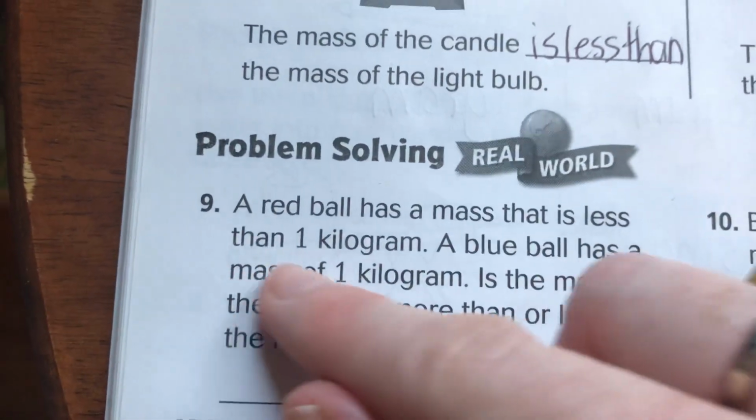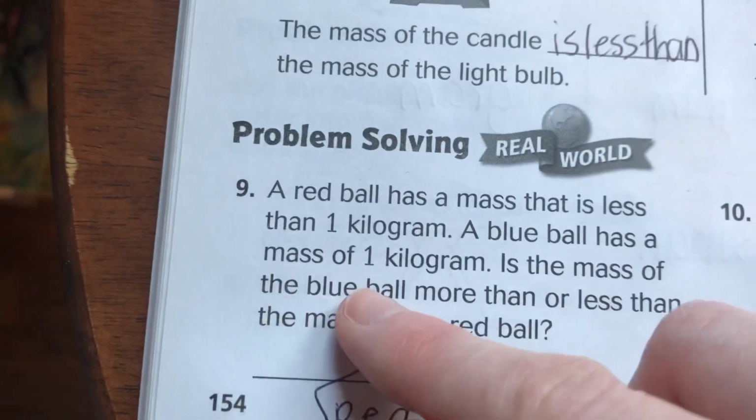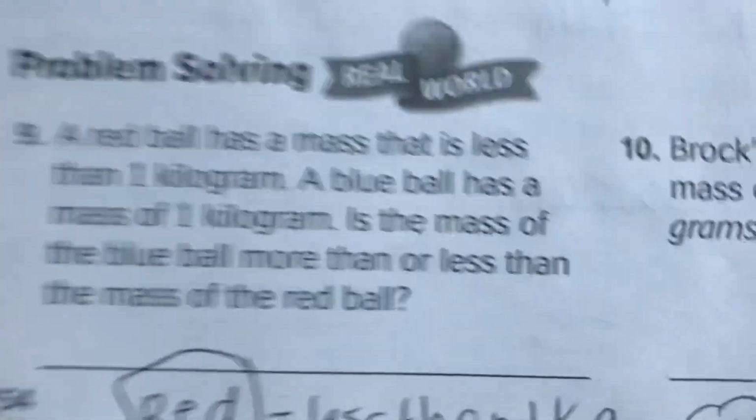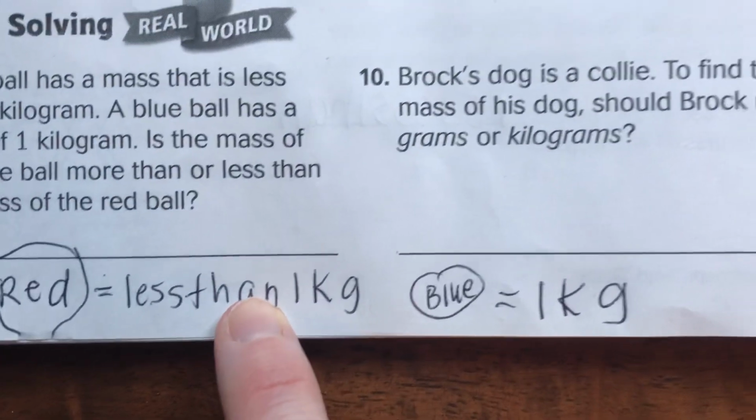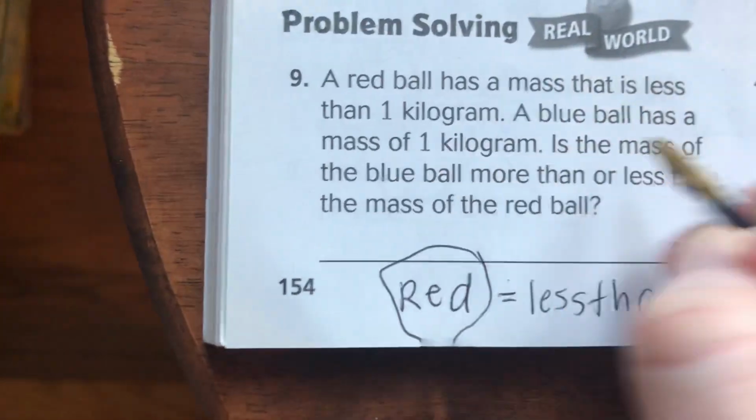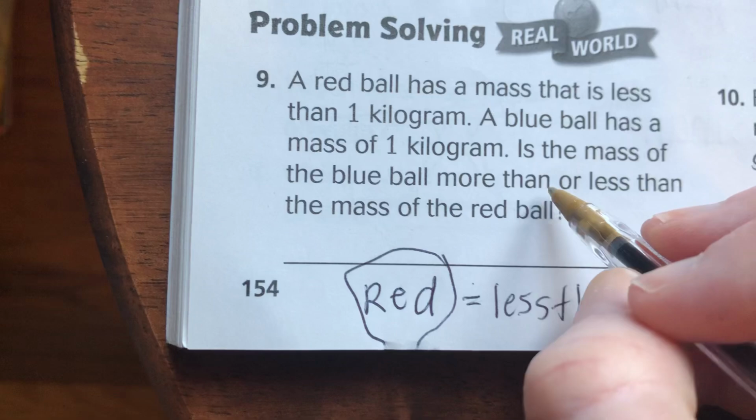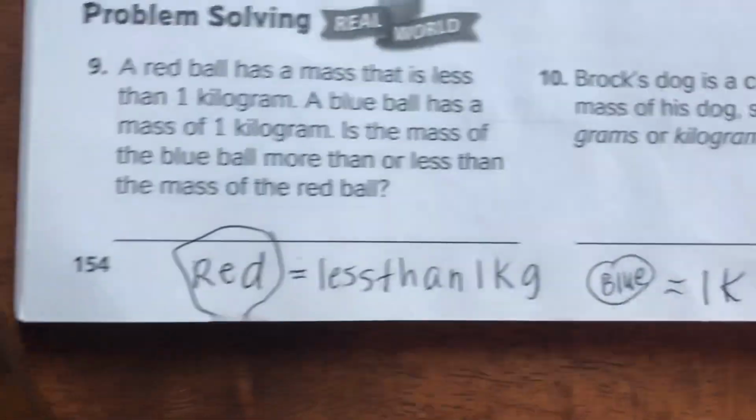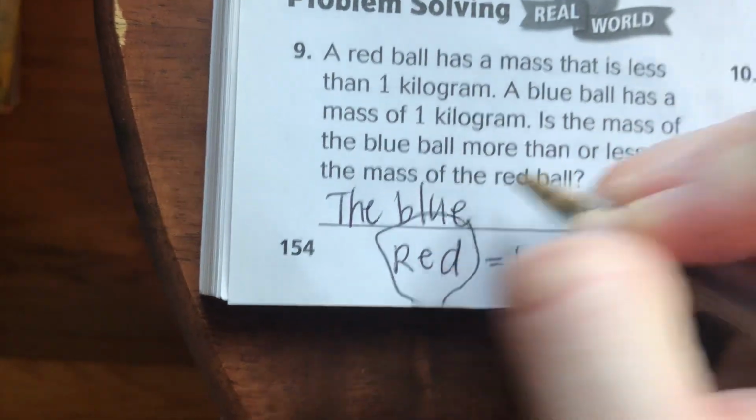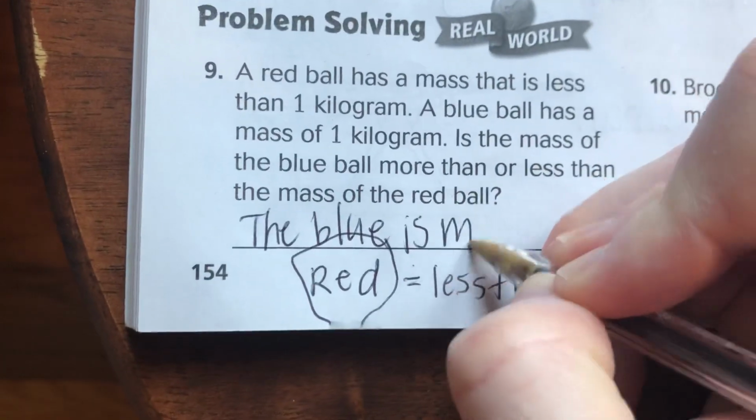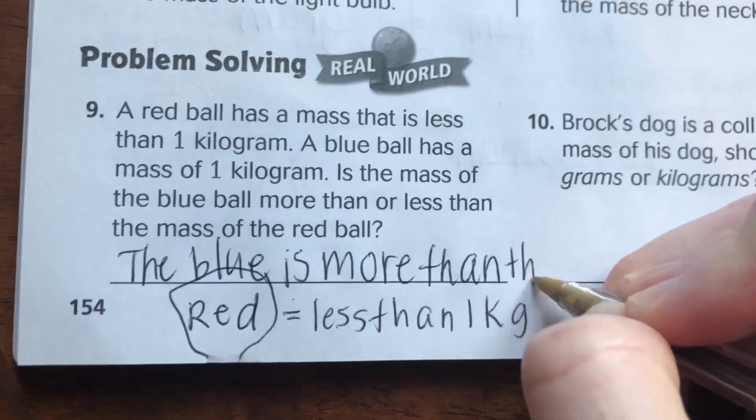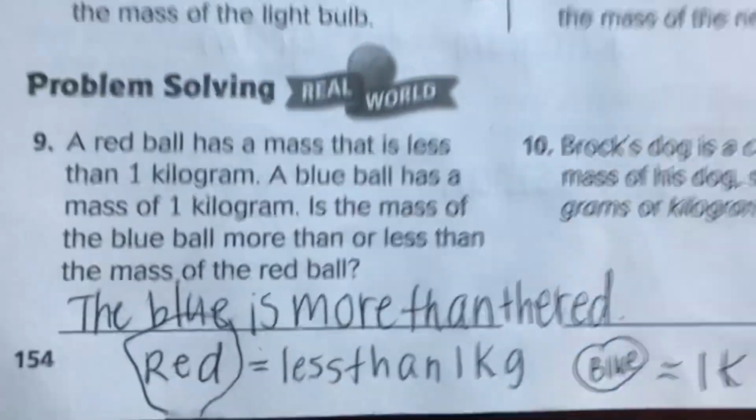A blue ball has a mass of 1 kilogram. Is the mass of the blue ball more than or less than the mass of the red ball? Well, if this is less than 1 kilogram and this is equal to 1 kilogram, then the mass of the blue ball is more than the red one. The blue is more than the red. That'll give us a lot of space to write here.